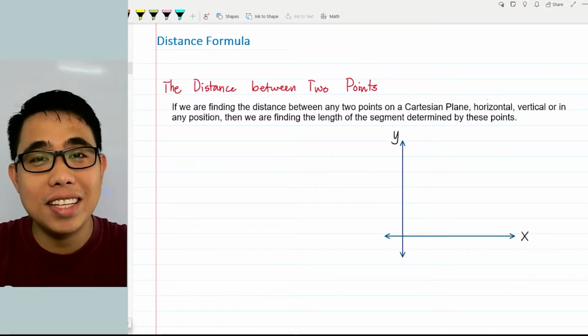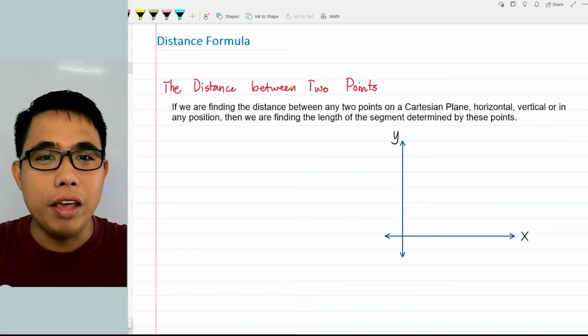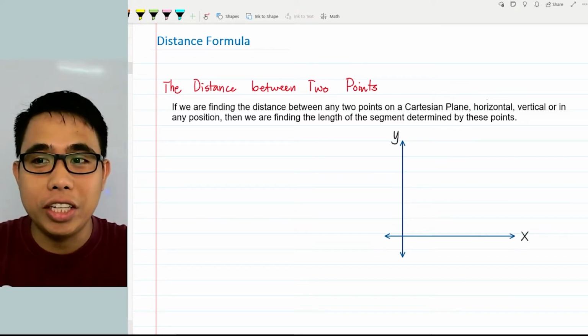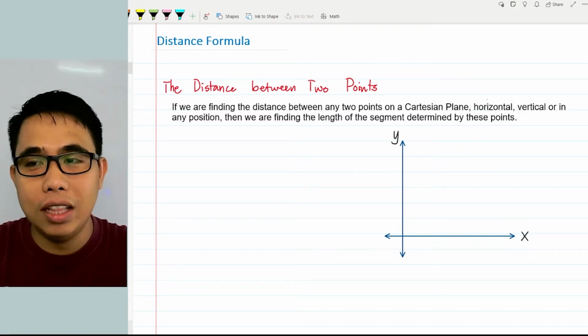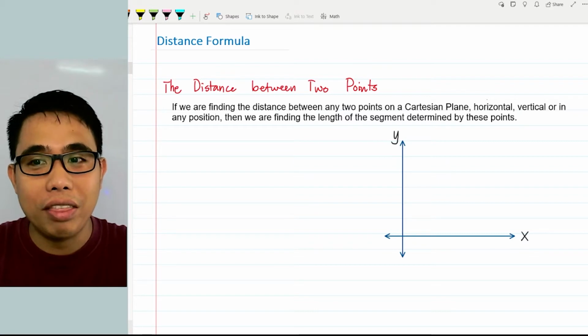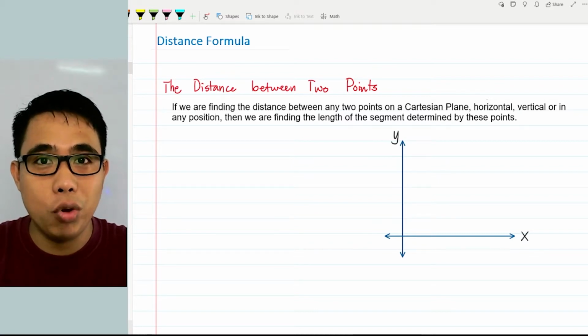Now, let us discuss distance formula. If we are finding the distance between any 2 points on a Cartesian plane, horizontal or vertical, or in any position, then we are finding the length of the segment determined by these points.